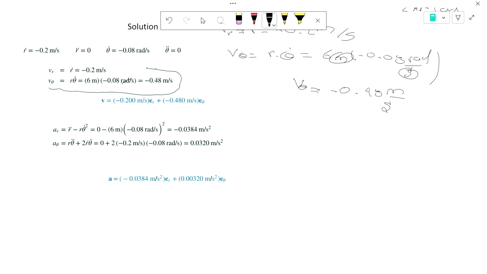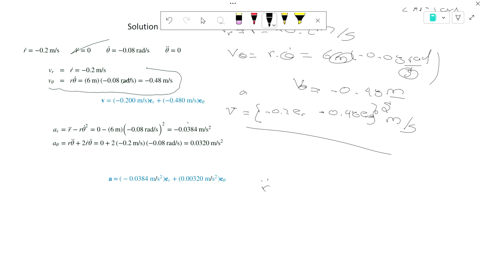Okay, so basically to find the velocity, you just have to write your equation from the vectorial point of view. So it's negative 0.2 in the radial component minus 0.48 in the tangential component. And this is in meters per second. All right, so this is answer A. B is basically find the acceleration. So r dot dot, since it's constant, is going to be 0. So r dot dot is 0.